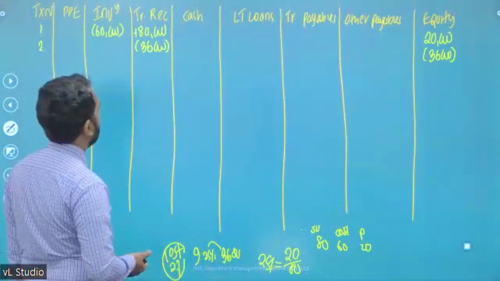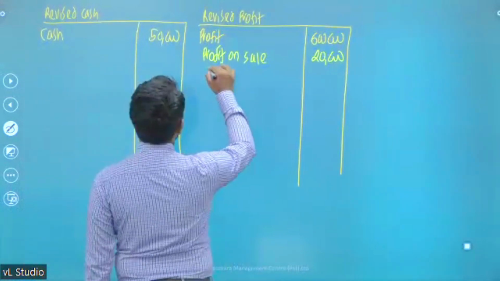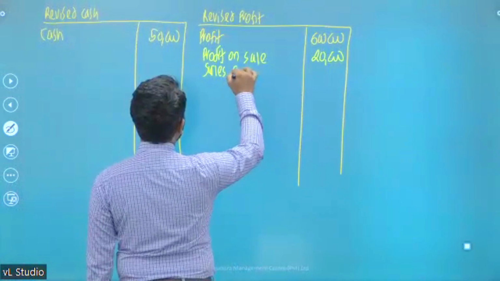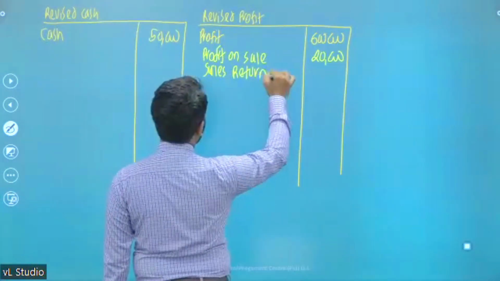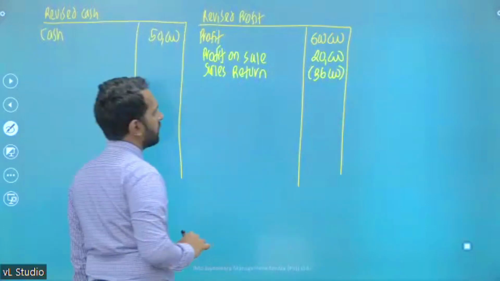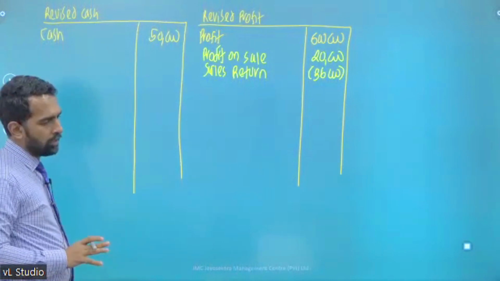Right. So this is impacting the profit. So I'm going to adjust the profit here. Profit, I put it here as sales return. Sales return is impacting my profit by 36,000. This side, the profit because of the sales return.